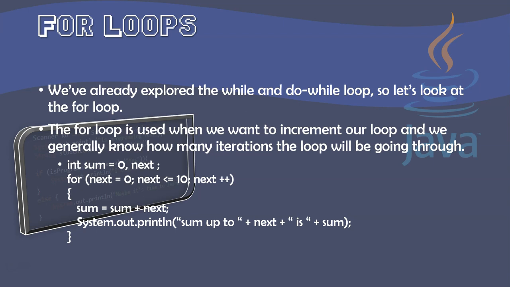Now, it doesn't mean you can't do the same thing with a for loop. However, that is a lot of times when you are going to use a for loop over a while loop, because you know how many iterations, or you're expecting to know how many iterations you're going to have. If we look at this example here, we have int sum equals 0 and another int called next. And we're saying, for next equals 0, next is less than or equal to 10, next plus plus, sum equals sum plus next, System.out.println sum up to next is sum. So in this case, it's just a simple adding program, kind of like what we looked at in our last examples.